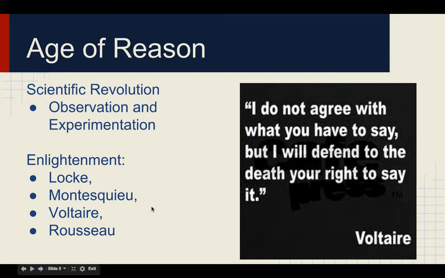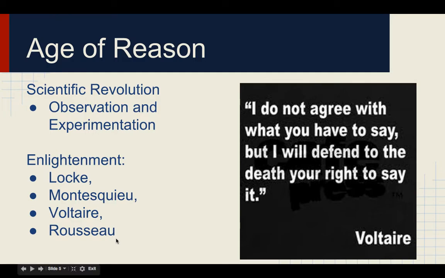In terms of the Enlightenment, their impact in the Age of Reason is huge. Locke writes the two treatises of government. Montesquieu writes The Spirit of the Laws. Voltaire writes Candide. Rousseau writes an essay called The Social Contract. They're talking about the natural rights of man. Locke says life, liberty, and property. Montesquieu says you need 3 branches of government. Voltaire says over here, I do not agree with what you have to say, but I will defend to the death your right to say it. Freedom of speech, freedom of expression, freedom of religion.